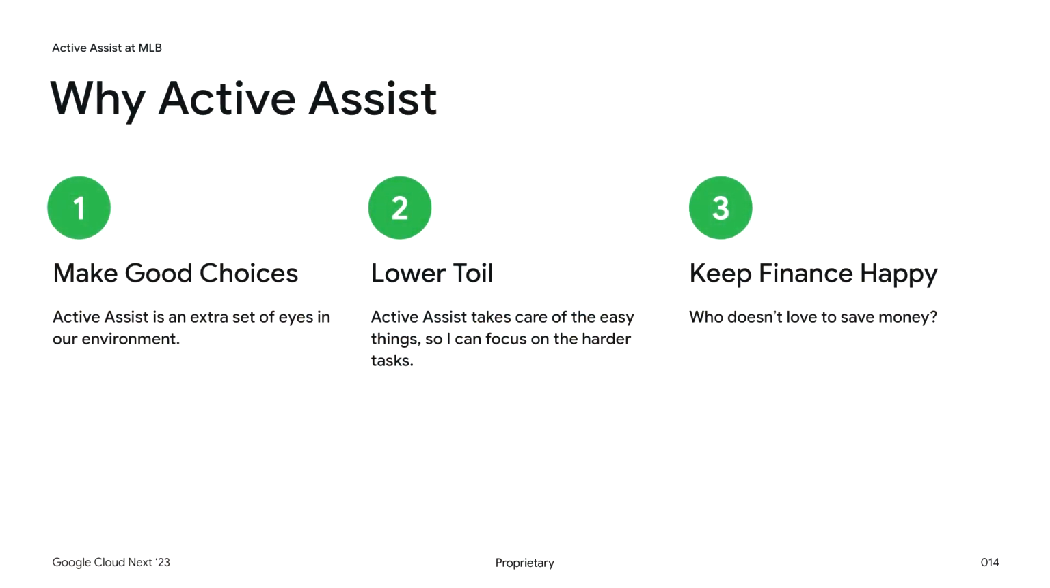And second up is lowering toil. It does the hard thing. It does the easy things so I can focus on the fun things. If you have worked in GCP, you've probably done researching and auditing through 10, 20, 30 projects. When you start getting any more than that, it takes a lot of time. Once again, this is where Active Assist comes in. It's able to look at all of the projects regularly and spit out all of this information right to you.